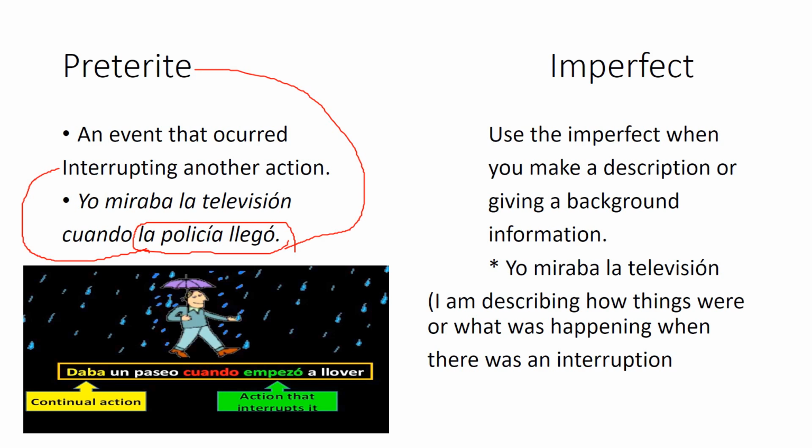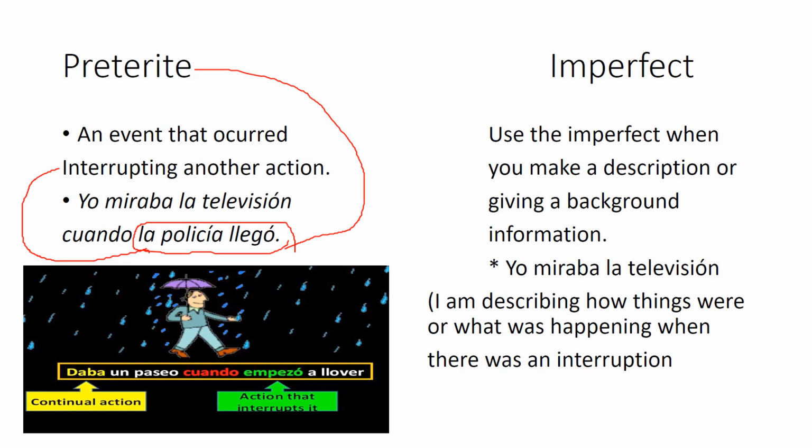We use the preterite when we want to talk about an event that occurred interrupting another action. Take a look at this example. Yo miraba la televisión cuando la policía llegó. I was watching the TV when the police arrived. I use the preterite here. La policía llegó. The police arrived. Why? Because this action interrupted the other action going on.